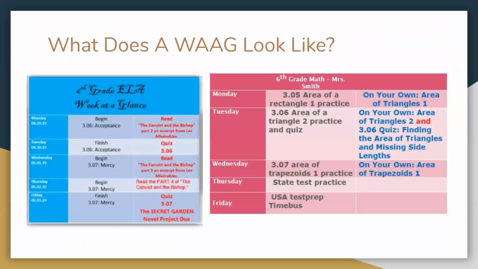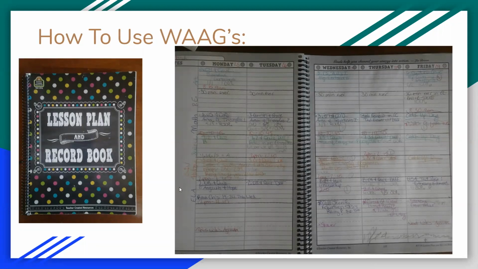And then copy the WAG. You say, okay, on Monday, we're going to begin 3.06, and then on Wednesday, 3.07. And so you go to yours and you copy down for ELA, 3.06 and 3.07.